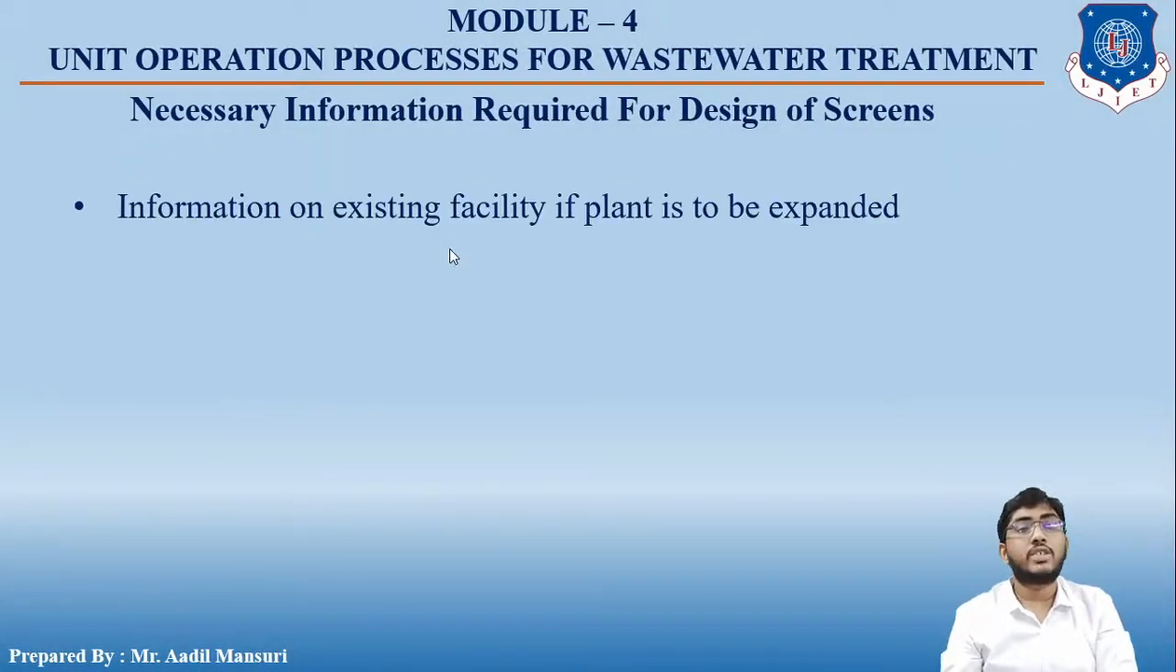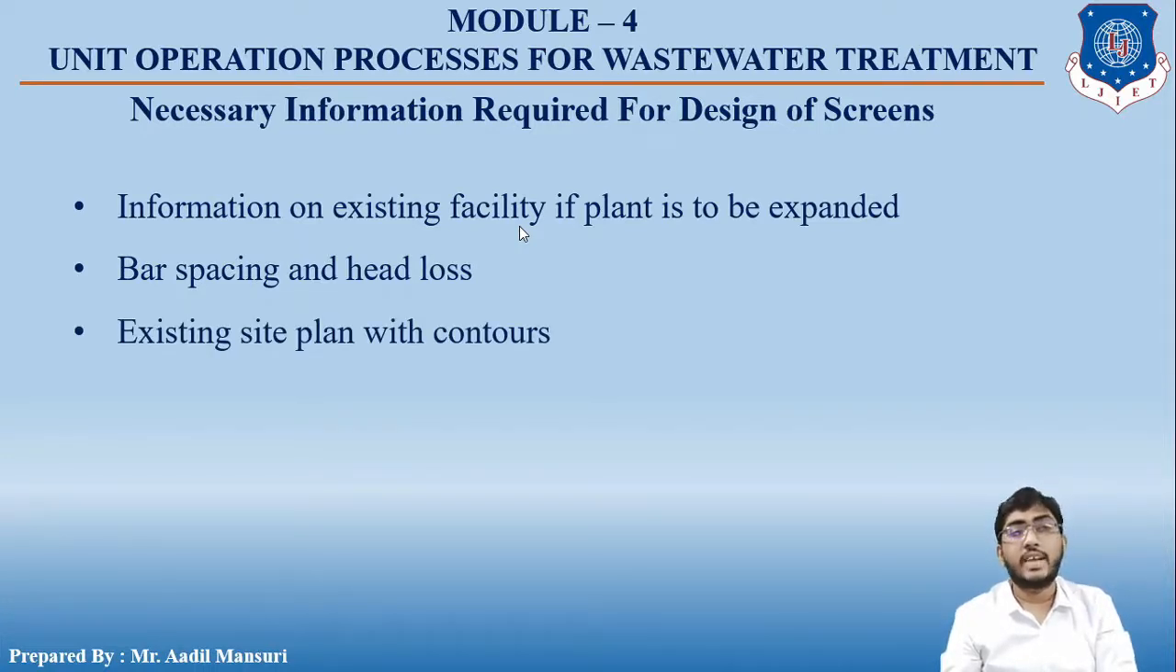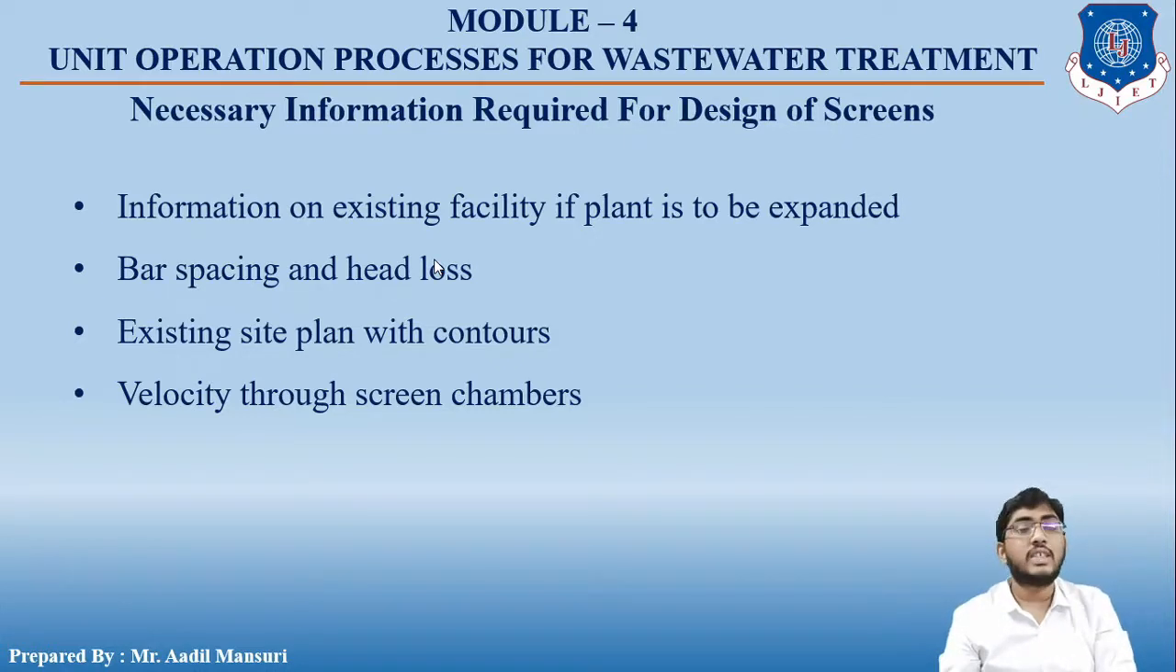Next is the information on the existing facility if the plant is to be expanded, right? Next, bar spacing and head loss you have to assume, right? Then the existing site plan with contours, that is whether the particular treatment plant is at a higher elevation or whether there is an undulation in the land. So you have to take that also into consideration. And next is velocity through screen chambers. Okay, so these are the necessary information required for design of screens.